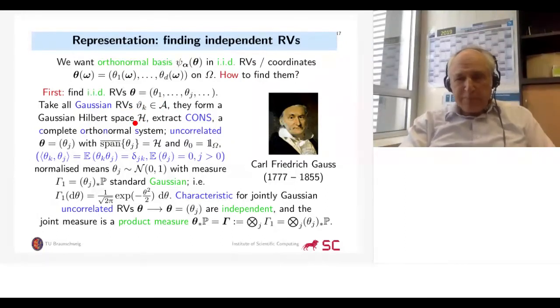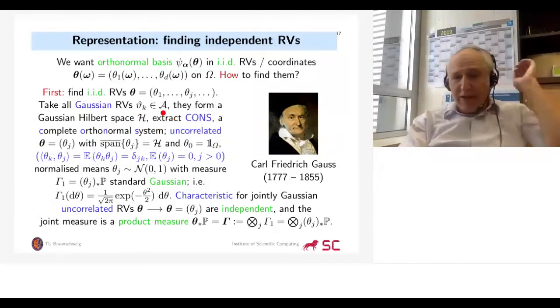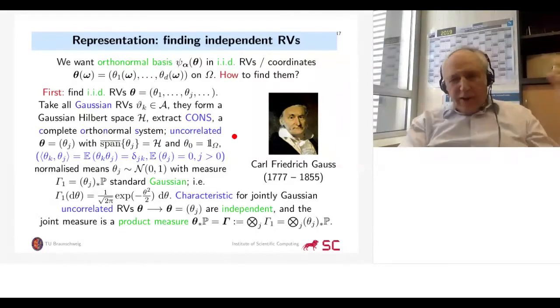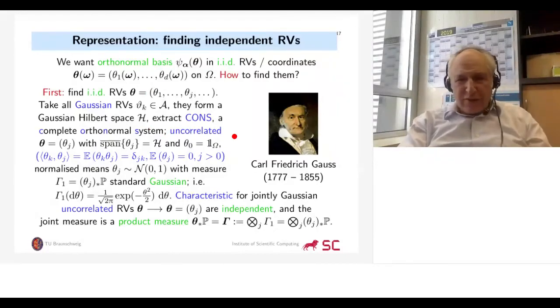And now we will extract, which I abbreviate a cons. A cons is a complete orthonormal system. So how do you do this? Well, you pick one Gaussian, center it so it has mean 0, and then you scale it so it has variance 1. That's easy to do. Then you pick another one and use Gram-Schmidt orthogonalization, and so on. Then pick a third one and so on, until you've exhausted the whole space.